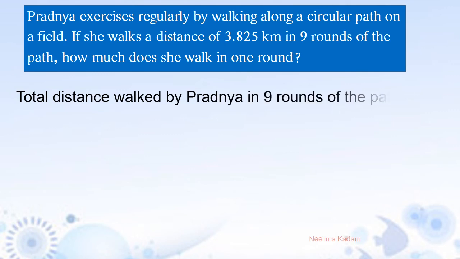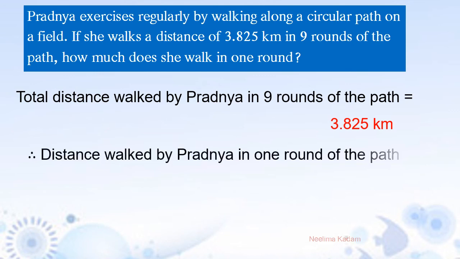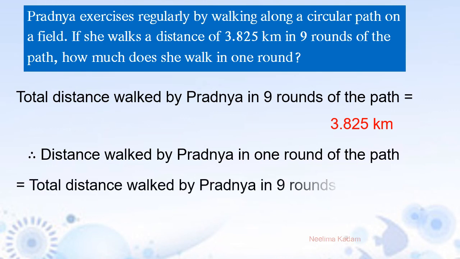So the total distance walked by Pradnya in 9 rounds will be equal to 3.825 km. And the distance walked by Pradnya in 1 round of the path will be equal to the distance walked by Pradnya in 9 rounds divided by 9. Total distance covered in 9 rounds divided by 9. That is equal to 3.825 km divided by 9.